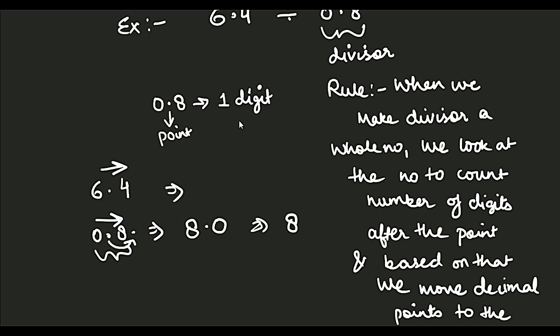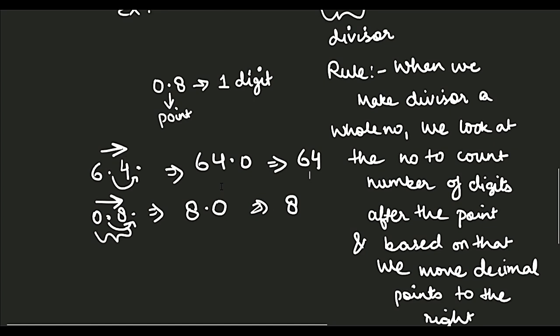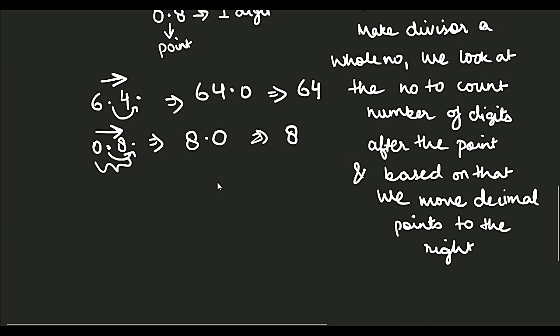And for 6.4, we'll move the point towards the right by one step. So now my point will come after 4. So it will be 64.0, which is 64. Okay, so now you've got both of your numbers: 64 divided by 8. Now this way you made your divisor a whole number. Now it has almost become like a whole number division. So now you know how to divide whole numbers.